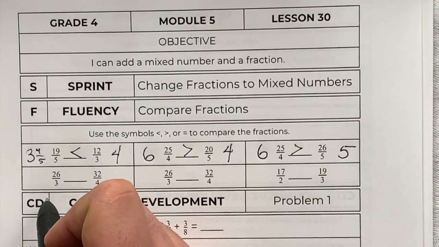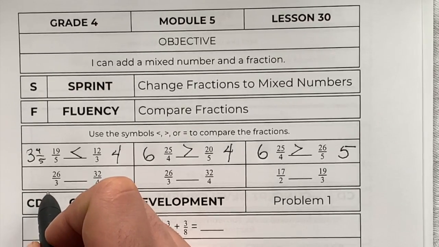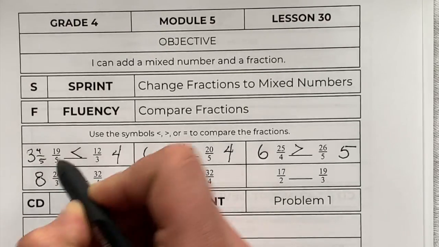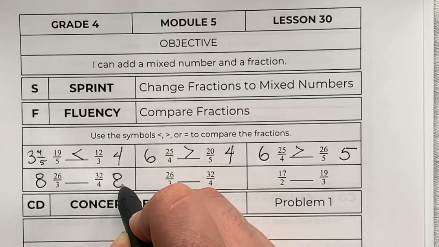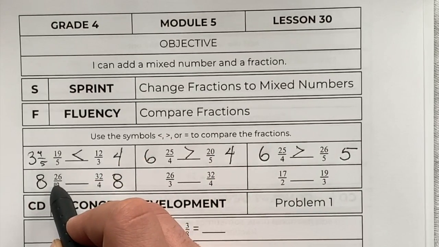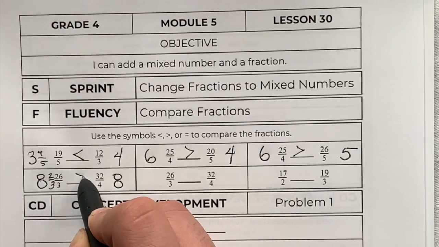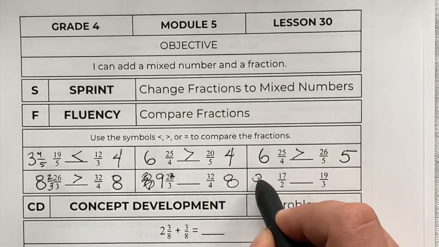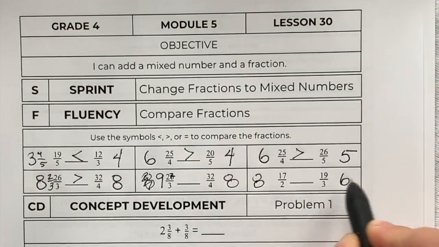3 goes into 26. 3, 6, 9, 12, 15, 18, 21, 24. 8 times. And 4 goes into 32 8 times. So here's one where I'd want to actually find the mixed number. Knowing that 3 goes into 26, 3 times 8 is 24. So this one has 2/3 left over. It's a little bit bigger than 8. 2 goes into 17, 8 times. 3 goes into 19, 6 times.